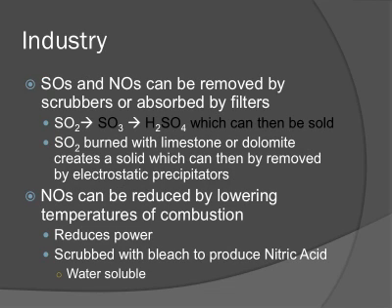Our sulfur oxides and our nitrogen oxides can be removed by scrubbers or absorbed by filters. Basically our SO2, which we talked about, could be bad sometimes. It could be changed into SO3, which can then be changed into sulfuric acid. Sulfuric acid, bad, makes acid rain. However, we can also sell sulfuric acid. People use sulfuric acid to make other products. So if we can trap it and make sulfuric acid, we can make money from our waste products, correct? Good, good.